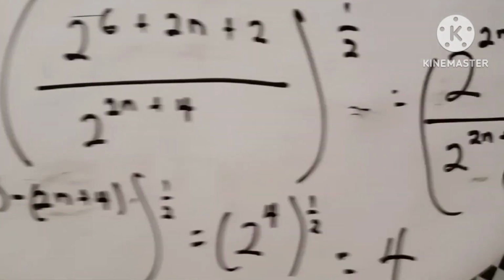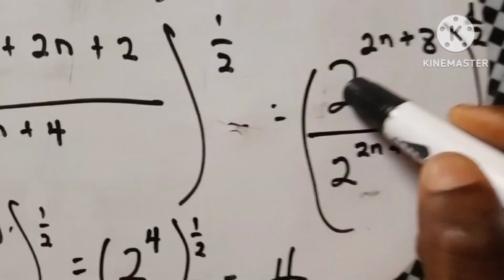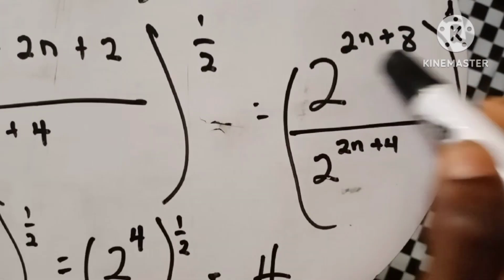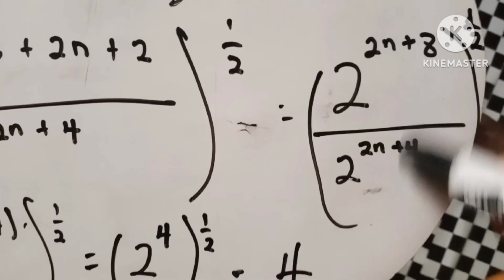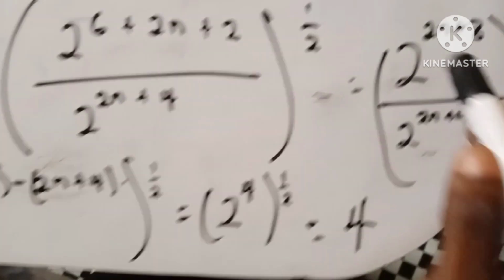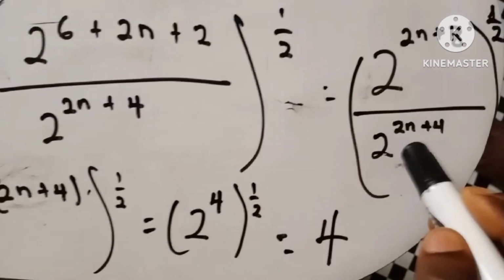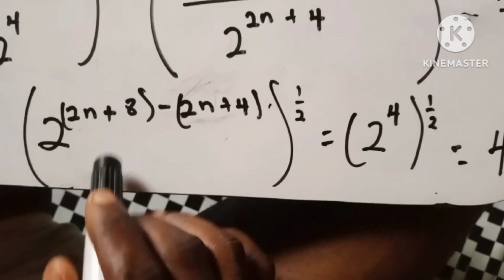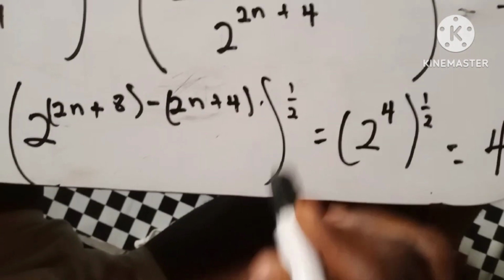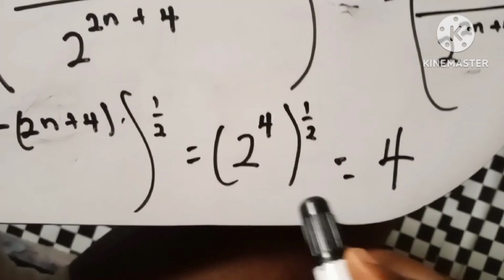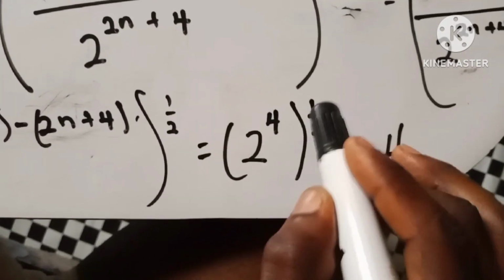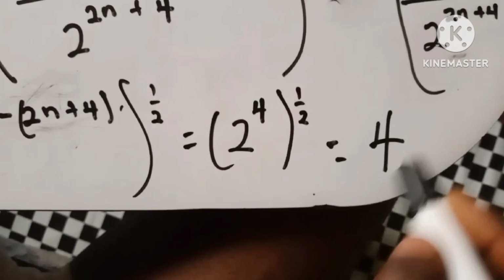Now from that point here, what are we going to apply? We are going to apply the law that says that if the bases are the same and they are dividing, what are you going to do? You just need to subtract. So once you subtract 2n plus 8 by 2n plus 4, then you should have something that goes like this. Do your calculation, then arrive at the point where you have 2 raised to the power 4 and then everything raised to the power 1 on 2, and then have your final answer to be 4.